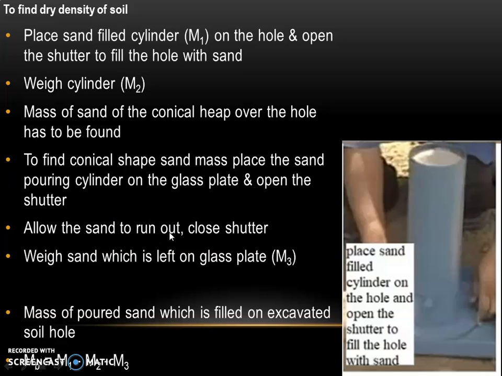Sand is allowed to run out of the sand pouring cylinder and shutter is closed. Now we need to note down the mass of sand which is collected on the glass plate and it is denoted as M3. Finally, mass of poured sand which is filled on the excavated soil hole is denoted as MB, which will be equal to M1 minus M2 minus M3.